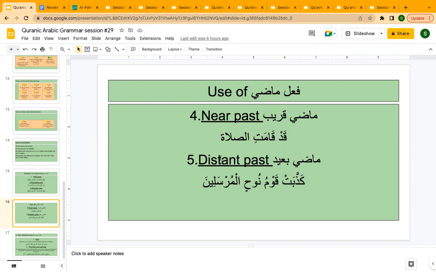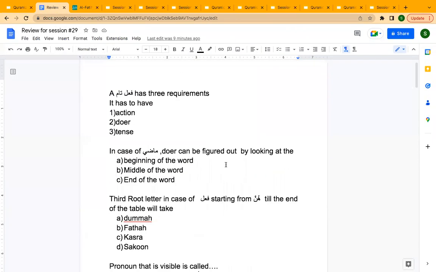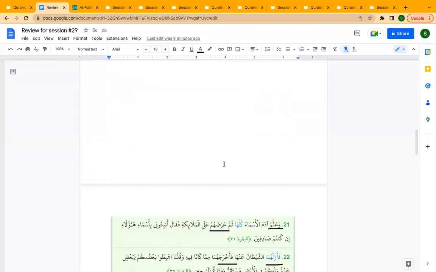Sometimes your past tense can denote a very distant past. When Allah subhanahu wa ta'ala was telling the Prophet sallallahu alayhi wa sallam, kazzabat qawmu nuhin al-mursaleena. The people of Nuh, alayhi salam, belied the messengers. Did it happen just a year ago in Medina or Makkah, or was it an event of a distant past? It was a remote past, a distant past. Everyone with me? The rest we have already done, so we'll not go into that. So let's do the practice and then we'll call it a day, inshallah.